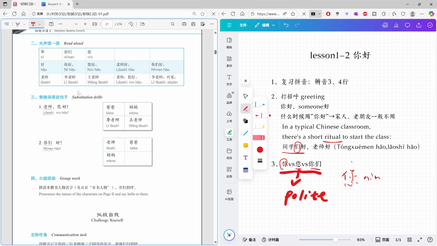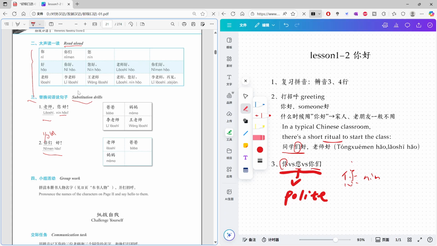Next one, read aloud. This part I hope you could read by yourselves. Next one, substitution. 老师您好, oh teacher 您好, teacher 您好, hello teacher, hi teacher. And 你们好, hello everyone, hi everyone, good morning, hello everyone. Hello, you, actually this is more than one person.